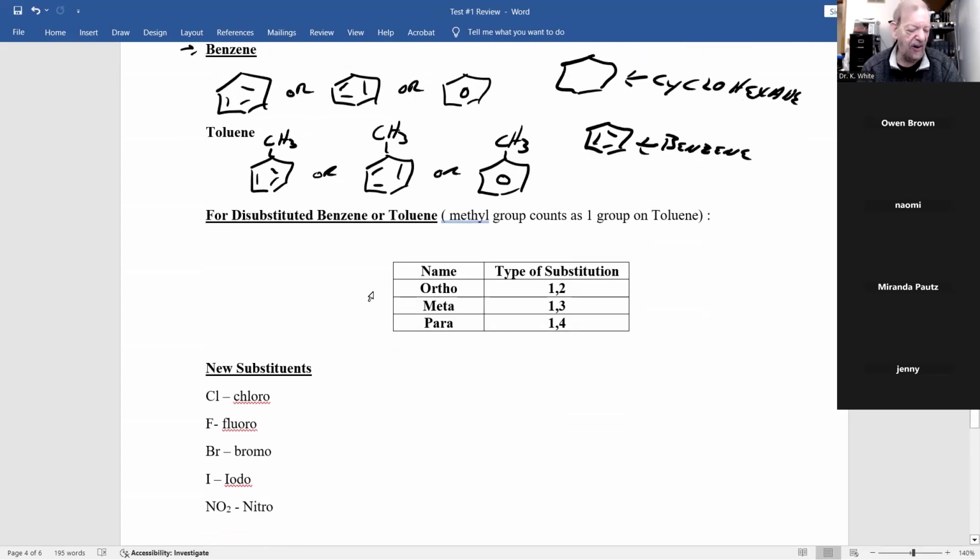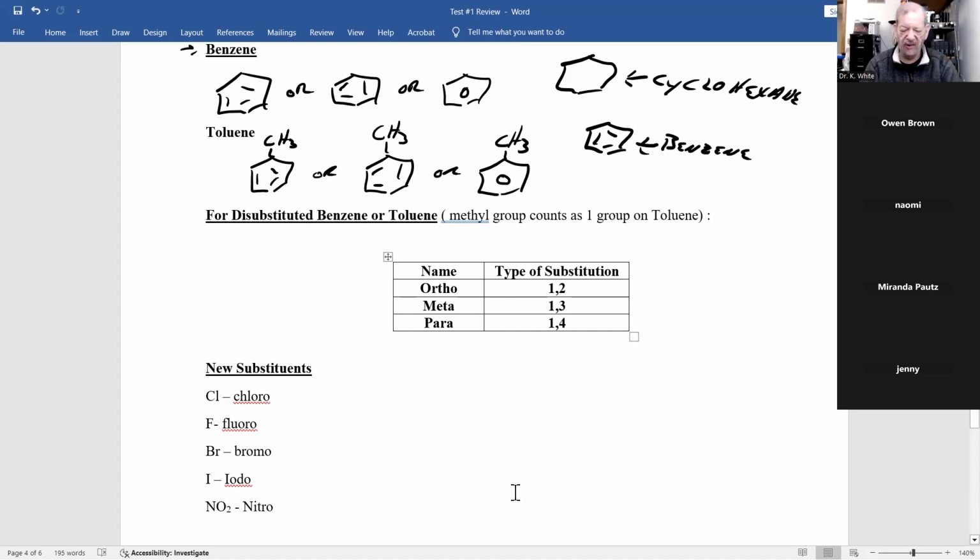Next, I taught you the classic old numbering system for disubstituted benzene ring. If it's 1,2 disubstituted, it's called ortho. If it's 1,3 disubstituted, it's meta. And if it's 1,4, it's para. Now, in toluene, the methyl group counts as a substituent, even though it's in the name.